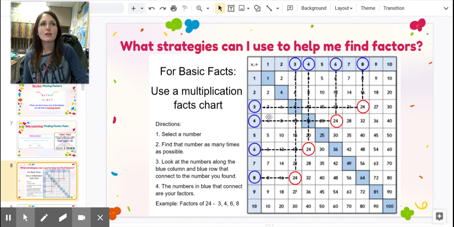Some ways you can use this to help you figure out the factor pairs if you don't know them: you can use a multiplication factor chart. You select the number you want, like 24, and you find 24 on here, and you say, oh, 8 and 3 go there. Oh, 6 and 4, and then 4 and 6 again, and 3 and 8. So you know that 3, 4, 6, and 8 are all factors of 24.